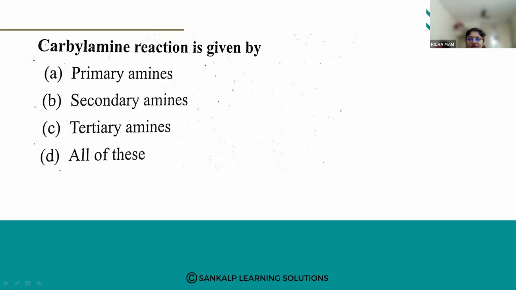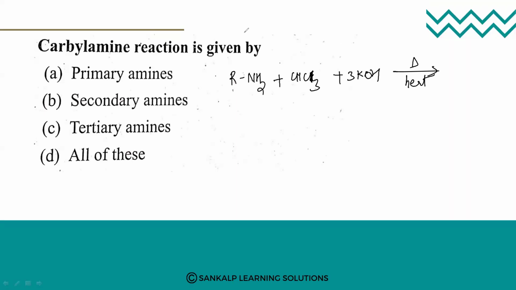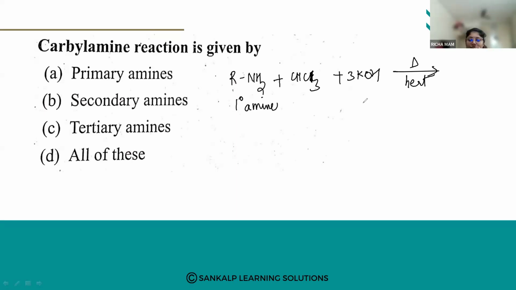So what is the carbylamine reaction? You have to take a primary amine and react it with chloroform, CHCl3, and potassium hydroxide. In the carbylamine reaction, we heat the primary amines in the presence of chloroform and alcoholic potash, that is, alcoholic potassium hydroxide. What are we going to get? We are going to get isocyanides.